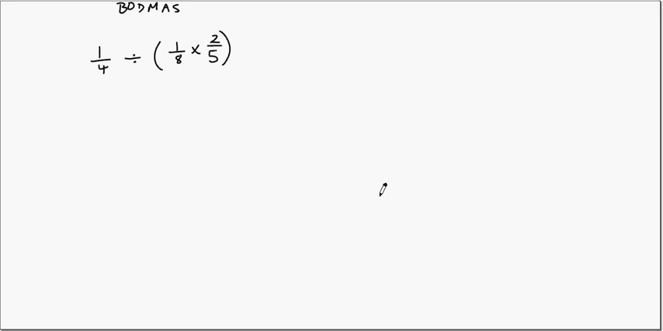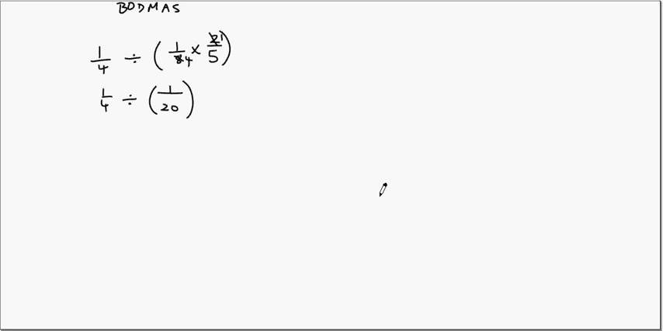BODMAS says we do what is in brackets first. So we come here and we work on that. Right, so we put the quarter divided by, and we come here and work what is in brackets. Now, if you observe, this 2 into 2 is 1, 2 into 8 is 4. Right, so you could then say 1 by 1 on top will give us 1, over 4 by 5 on the bottom is 20. Right?